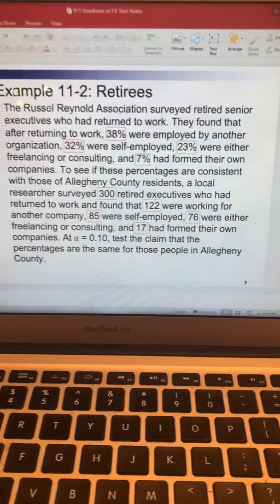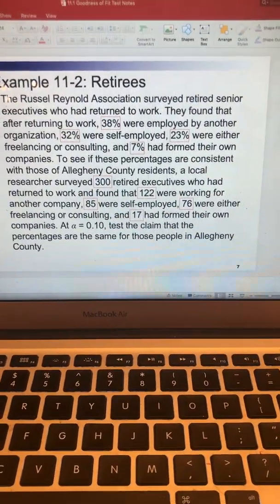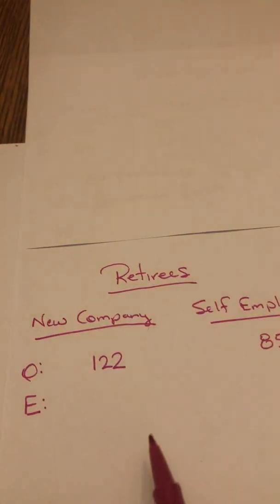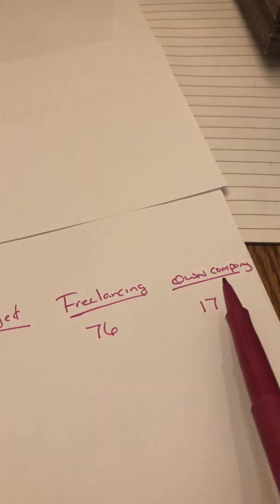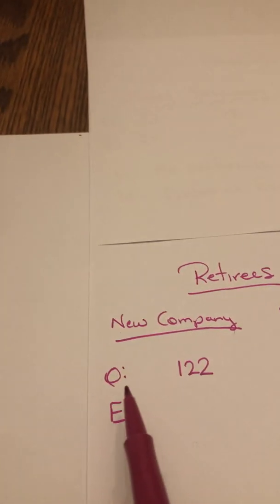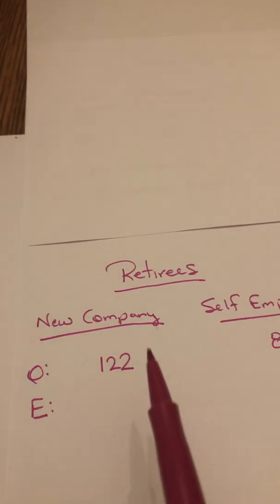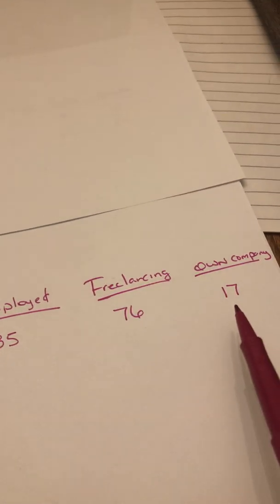All right, so I need to take this data and create myself a table with it. The first thing I took note of is that there are 4 categories in this problem. They broke into 4 different groups: they're working for a new company, they became self-employed, they were freelancing or consulting, and now they own their own company. Our first line is always going to be our observed values. So in the 300 people that they surveyed, they found that 122 were here, 85 were here, 76 were here, and 17 were here.